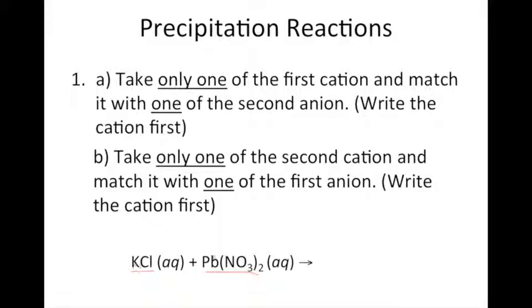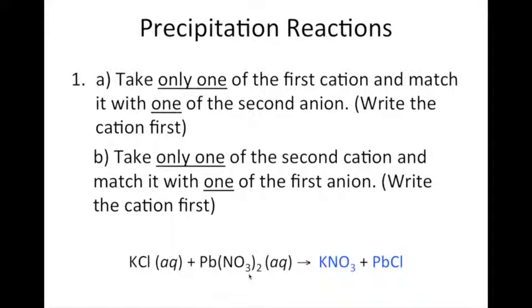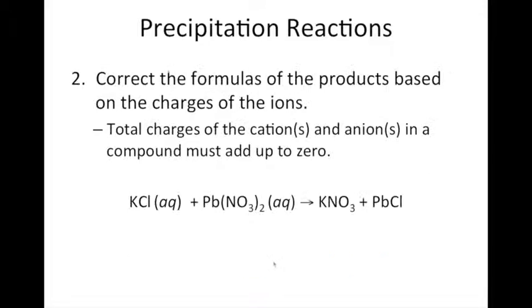So if we have potassium chloride and lead(II) nitrate, we'll take the potassium, and even though we have 2 nitrates over here, we're going to pair only 1 to 1 to begin with: 1 potassium with 1 nitrate, and we're going to pair up one of our lead(II) cations with one of our chloride ions. So pair them up 1 to 1 first. In the second step, now we need to take into account the charges and pair up the ions based on their charges. So look at our two products that we wrote. The potassium nitrate.